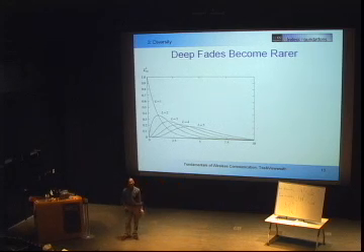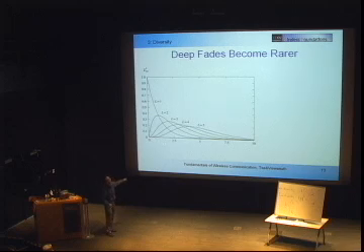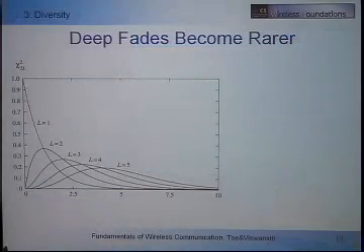Deep fade event means what? Means that we're here, close to 0. And you see that we have improvement. When L equals 1, this probability is large. When L equals 2, the probability is smaller. When L equals 3, the probability is even smaller, and so forth.